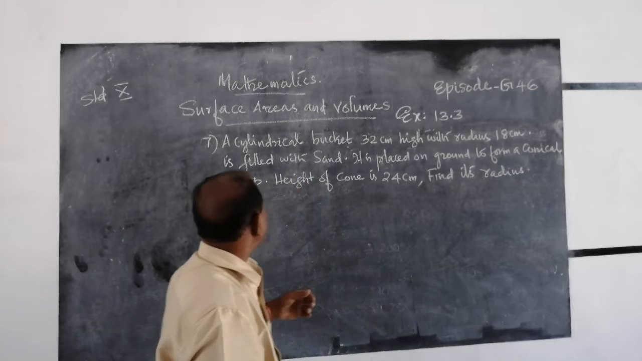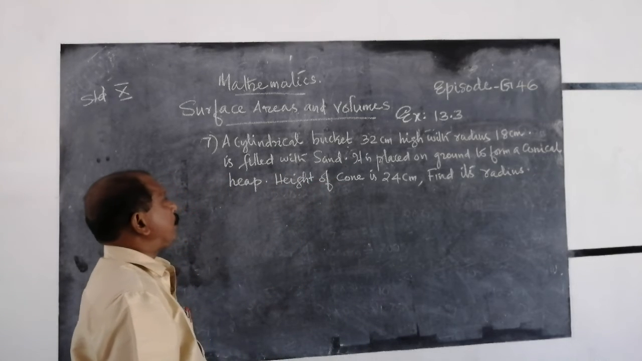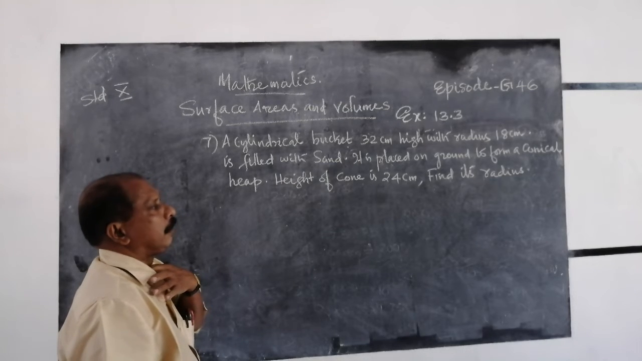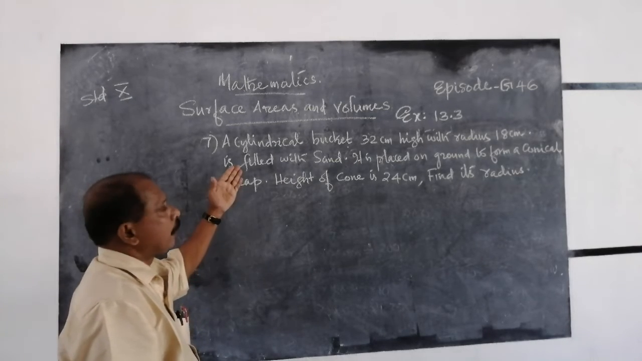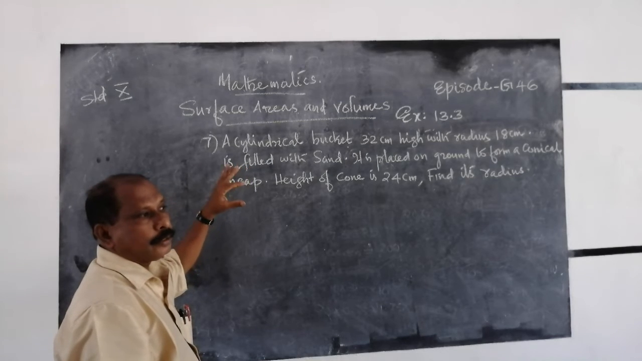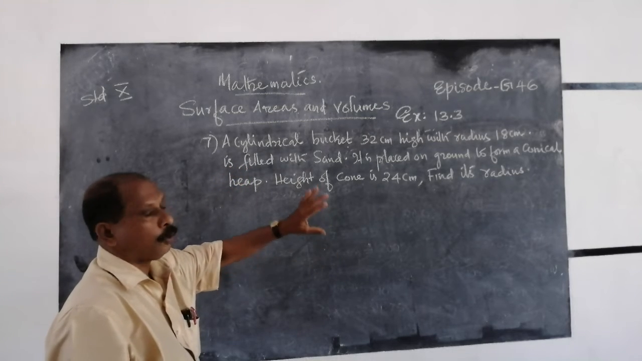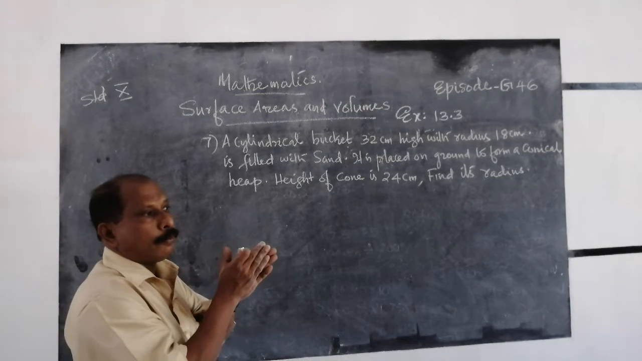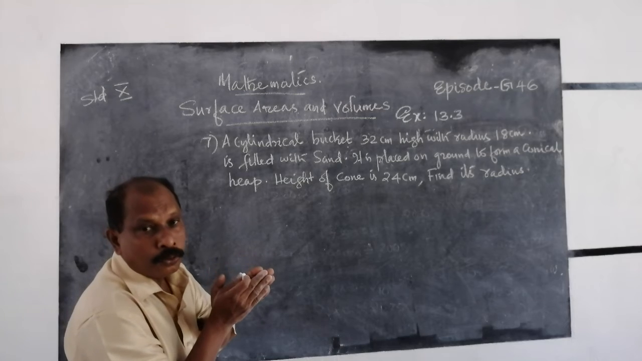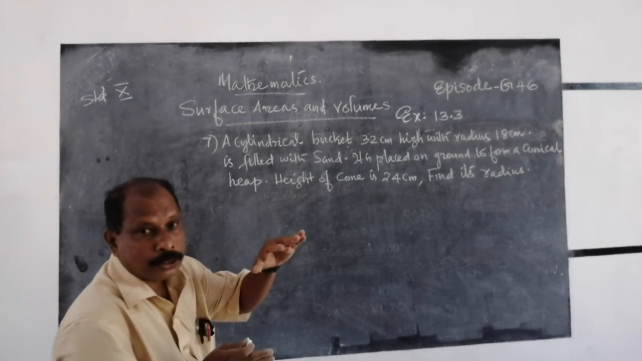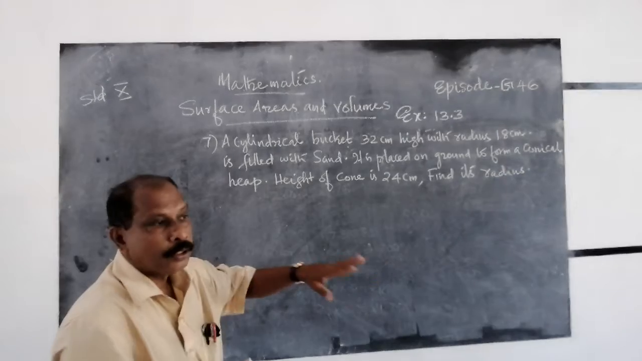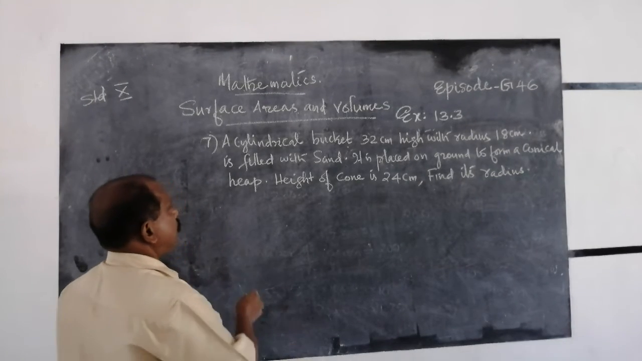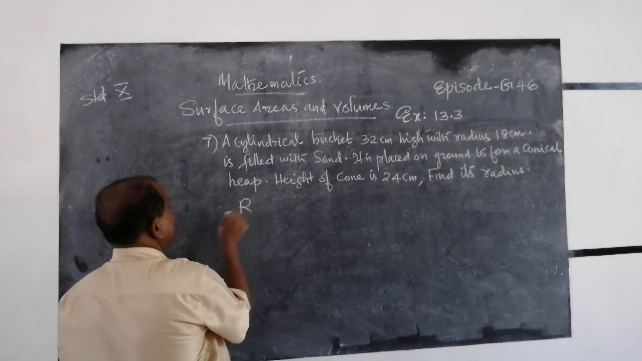Okay, listen. The seventh question is a cylindrical bucket 32 centimeter high with a radius 18 centimeter. It is full of sand and the sand is poured onto the ground and it will form a cone of 24 centimeter height. So that means volume of the sand in the cylinder is equal to volume of that sand on the ground. One is cylinder, other is cone. Therefore, comparing the volume of these two, we get the radius.